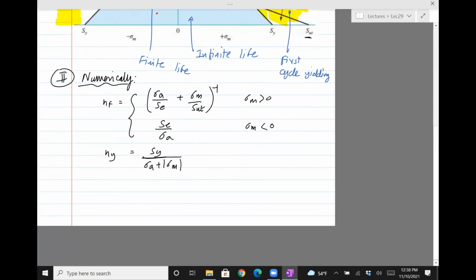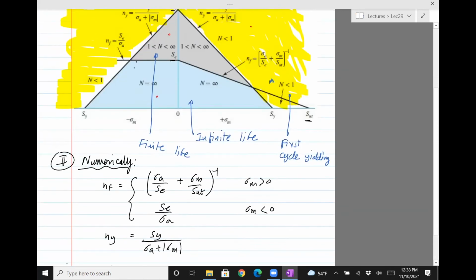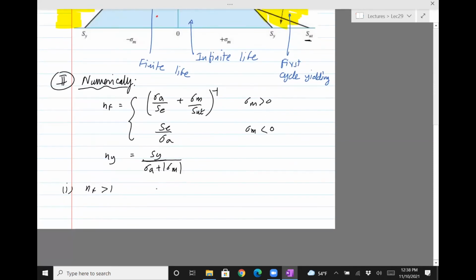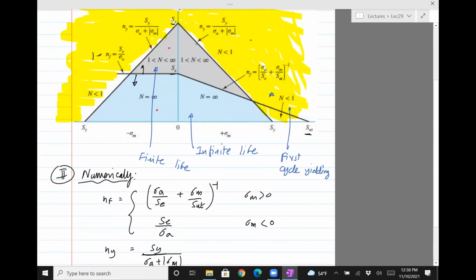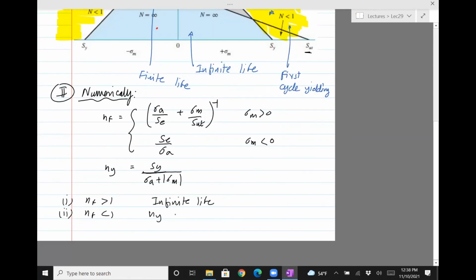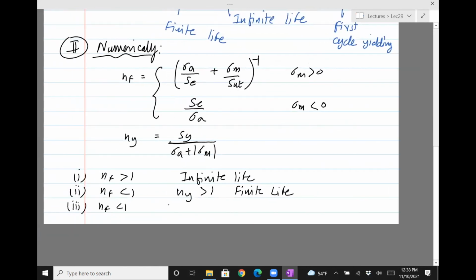Okay, so once you've found this factor of safety, it's as simple as this. If nf is greater than 1, it should be in this region because the factor of safety equal to 1 corresponds to that line. So we know that it is infinite life. If we found that nf is less than 1, we know it's above. But if ny is greater than 1, that means it's in the gray region. So find ny, see if it's greater than 1, it's finite life. And the third case is if both nf is less than 1 and ny is less than 1, we know it's first cycle yielding.